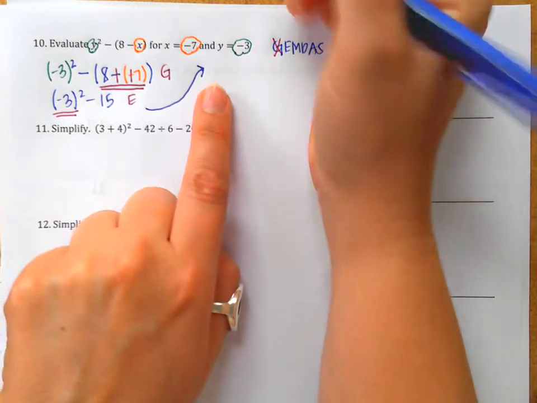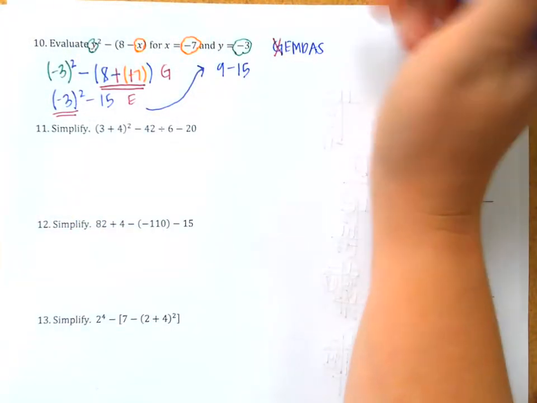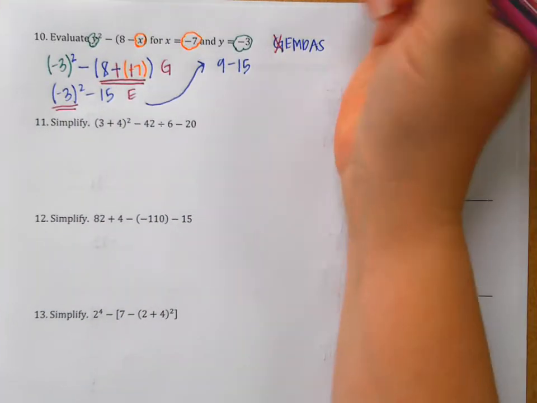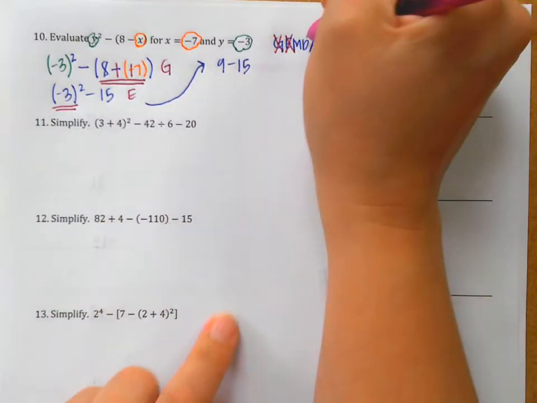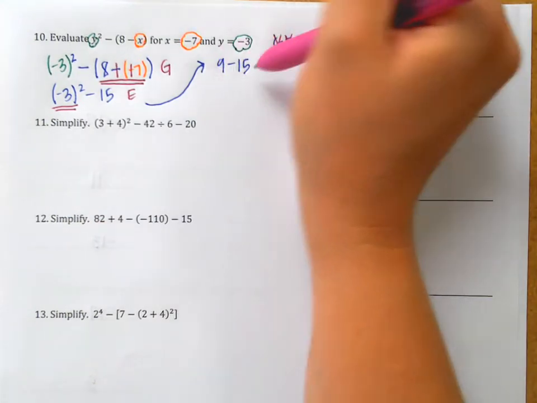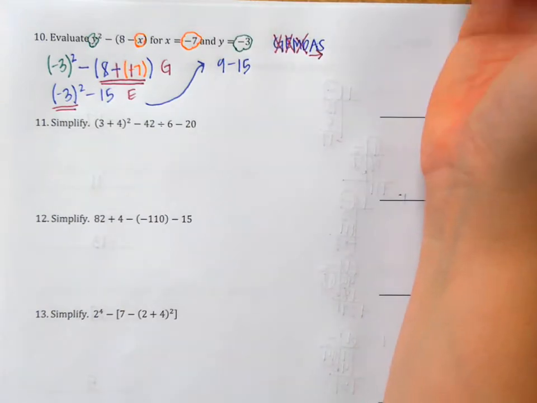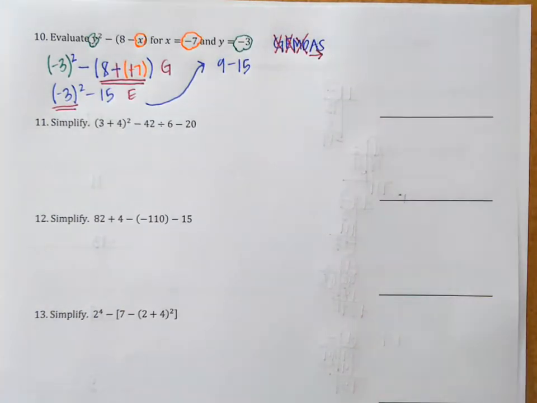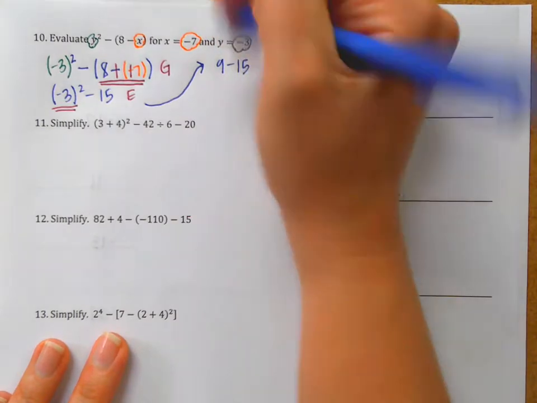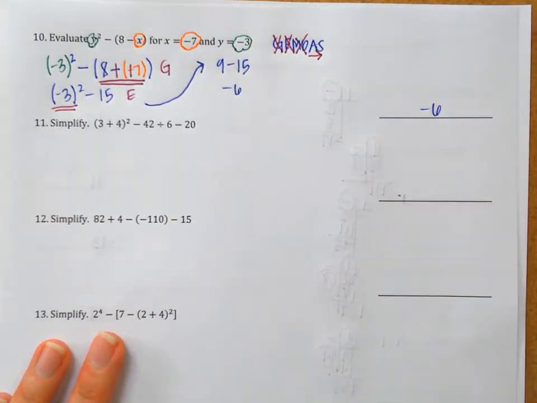Bring it over here so I have more room. And then 9 minus 15 is my last step. There's no multiplying and dividing, so now I'm just adding and subtracting, remember, from left to right. 9 minus 15, if you need to use that column, you can. You can use your calculator. 9 minus 15 gets us negative 6. And that's my final answer.